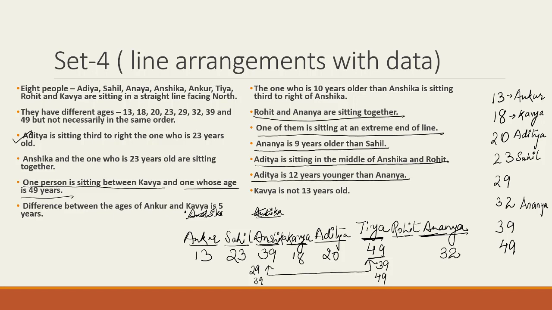We can deduce a lot of information even without placing the data, as we have done here with the ages. So both of these processes, arranging them in a linear manner and also finding out the additional data, have to go simultaneously and they complement each other. We will take a couple more examples in the next session.